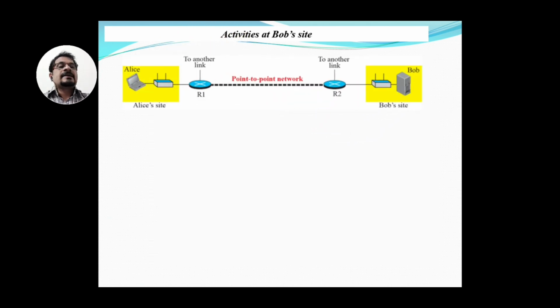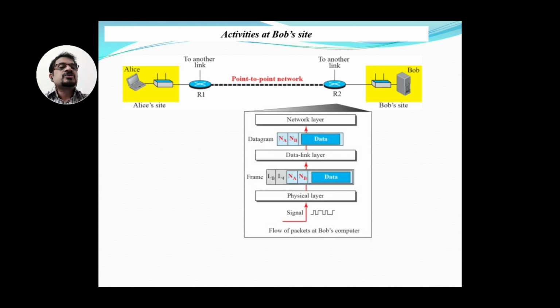So what are all the activities that happen at the receiving side? At the physical layer it receives the data, and then the data link layer receives both the IP addresses as well as the link addresses. Then the link addresses are removed, and the data is forwarded to the network layer.